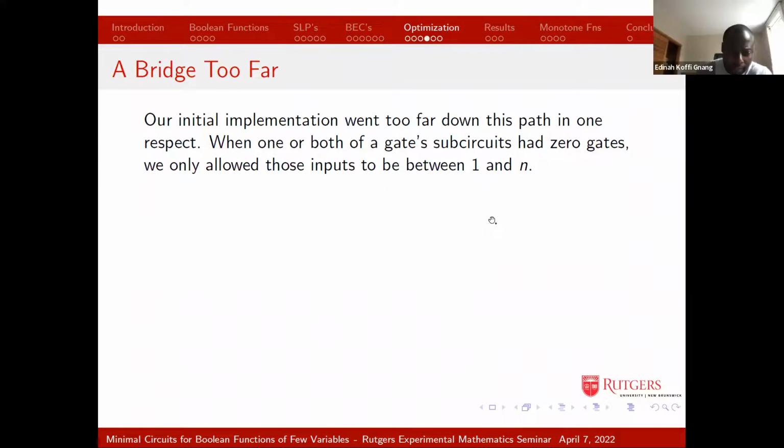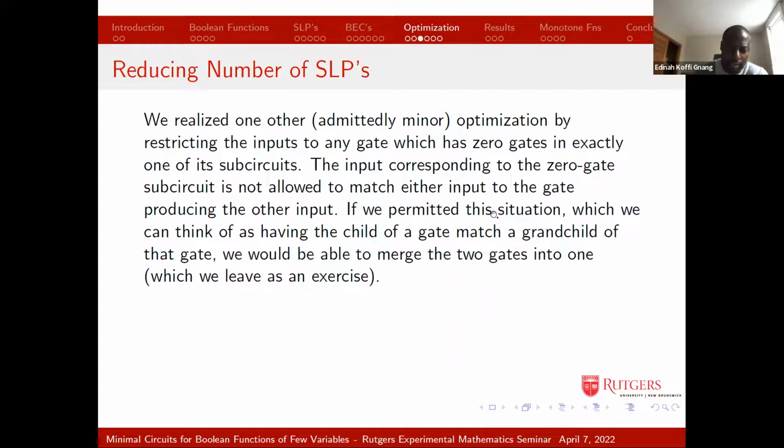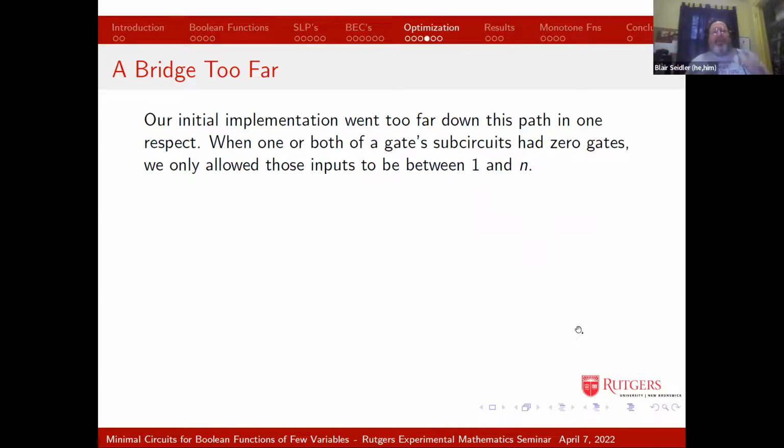So can I ask a very basic question? Sure. Here, are you looking at circuits or are you restricting to formulas? Do you bound the fan out? That's actually, fan out is what I am about to discuss. Great, thank you. So, I think fan out shows up on this slide.